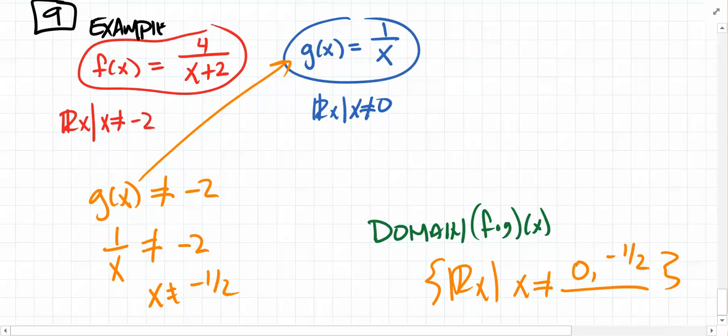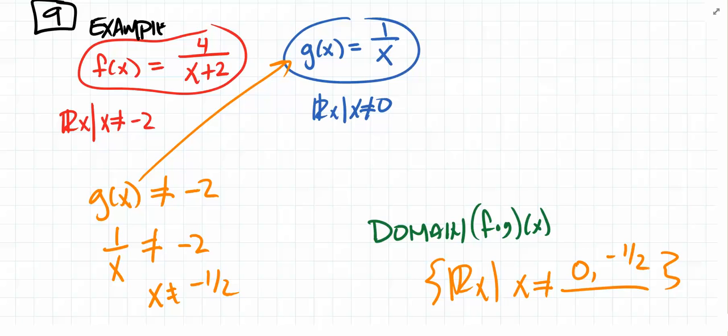So the composite domain is x cannot be 0 and -1/2. Notice what number is allowed in the composite domain. -2 is allowed, right? Because if I plug -2 into g, I just get -1/2. If I plug -1/2 into f, I will get 4 over 1/2, and I'm good with that.